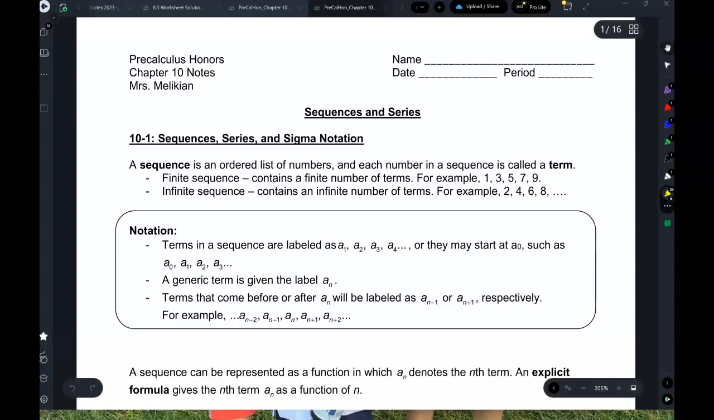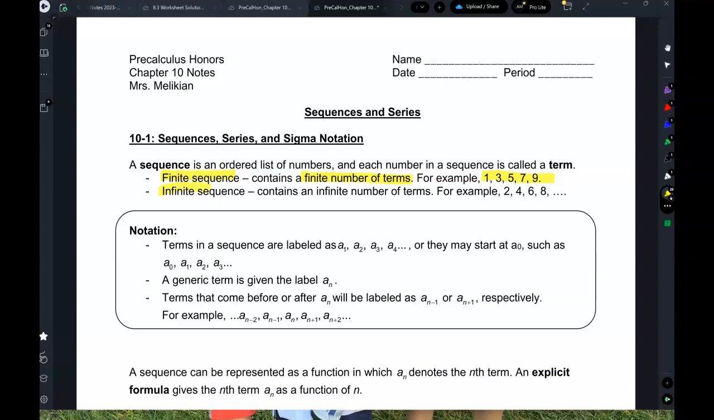Now, a finite sequence contains a finite number of terms. So, for example, it contains 100 terms, 5 terms, 8 terms, whatever, right? For example, this is a finite sequence: 1, 3, 5, 7, 9. These are the odd numbers from 1 to 9.